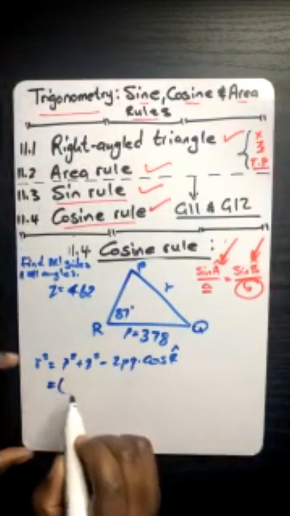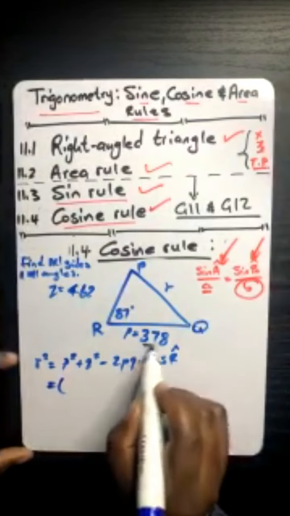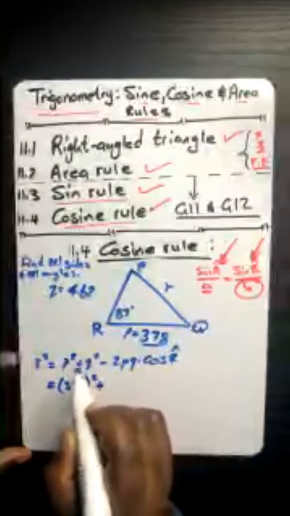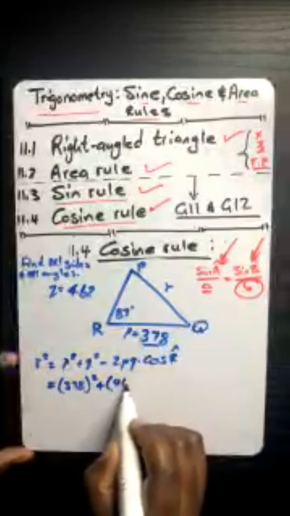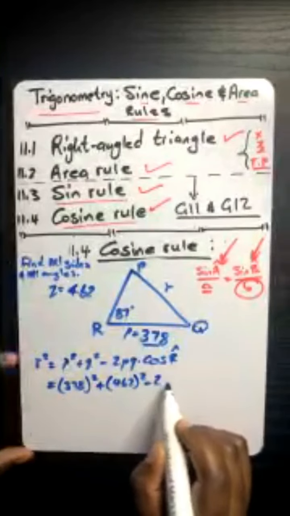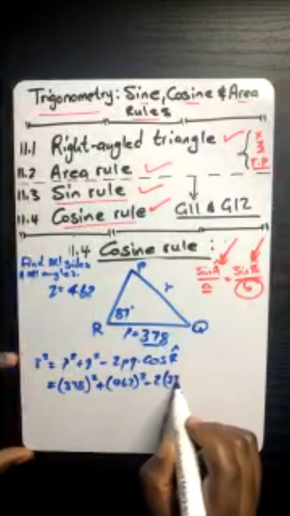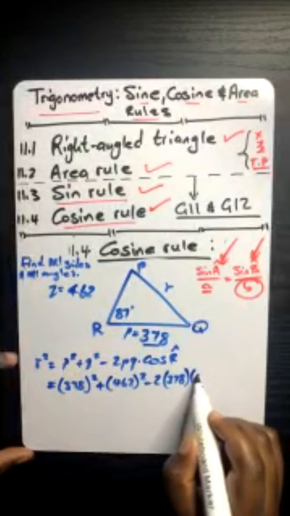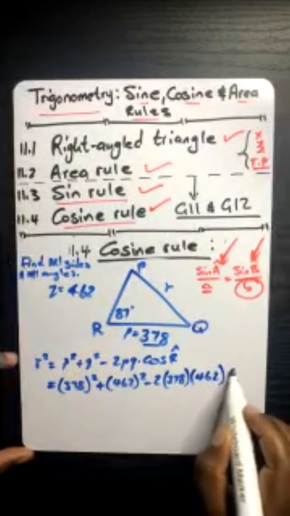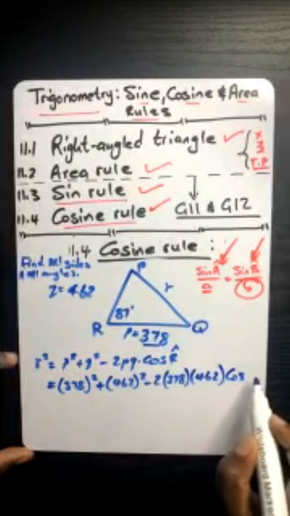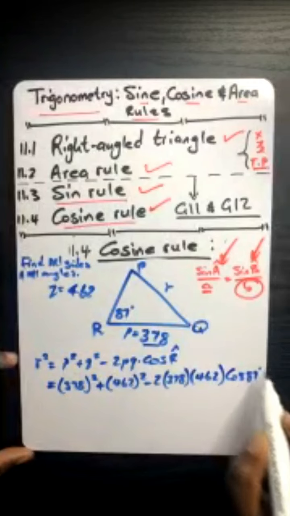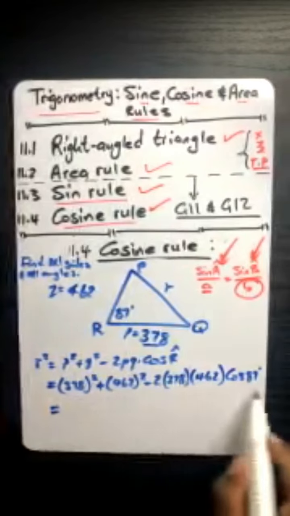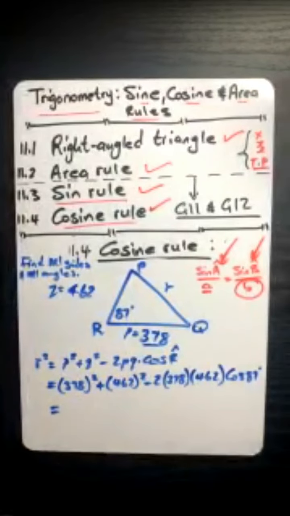Can we all therefore substitute? p is 378 squared plus q, which is 462 squared, minus 2 times 378 times 462, times cos of the angle, which is 70 degrees. What are you getting when you punch all of that on your calculator?